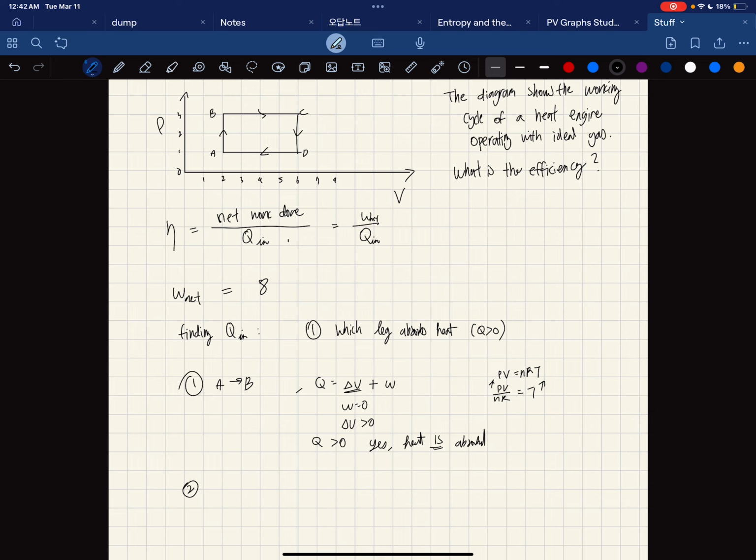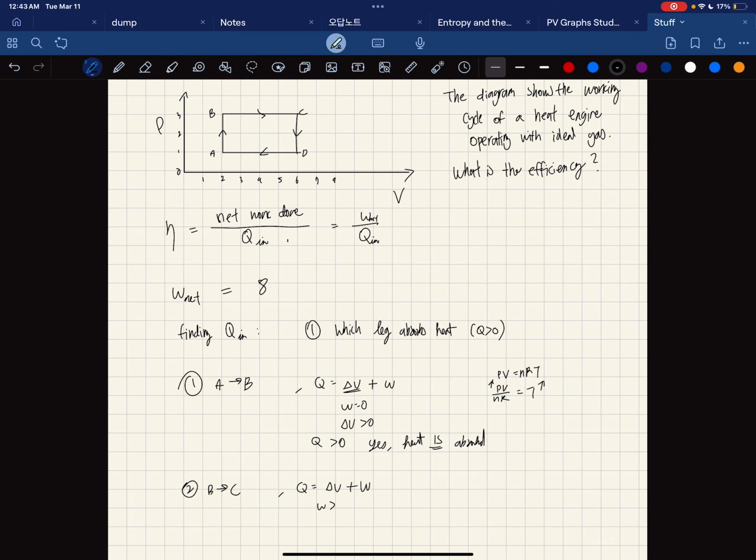Now, let's look at B to C. Q is change in internal energy plus work done. We can tell that there is work done, and it is positive work done, right over here. How do you know it's positive? Because the arrow is pointing this way, which suggests an expansion. Remember, for a gas to expand, it has to do work. So, work done is positive.